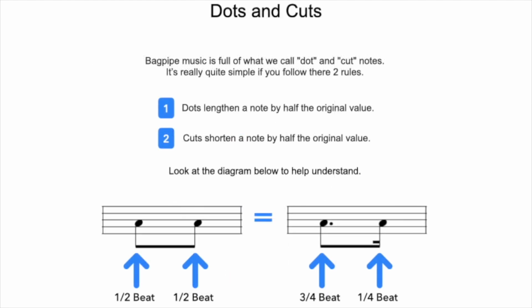Bagpipe music is full of what we call dot and cut notes. It's really quite simple if you follow these two rules. 1. Dots lengthen a note by half the original value. And 2. Cuts shorten a note by half the original value. Look at the diagram below to help understand.